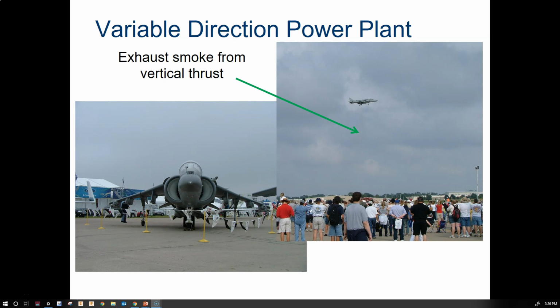A variable direction power plant isn't something we're going to see on general aviation aircraft or even most commercial aviation aircraft. We're going to see these almost always on something that is needed for a tactical maneuver, something that needs to be able to take off or land vertically. The aircraft that we see here is a Harrier jet, and it can rotate its thrust from a downward facing direction for vertical takeoff and landing to an aft facing direction to propel it forward.